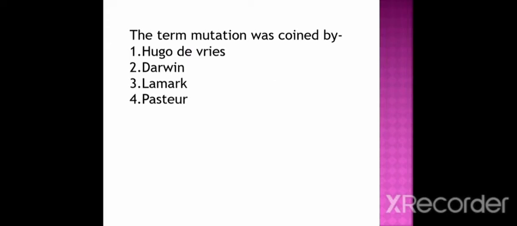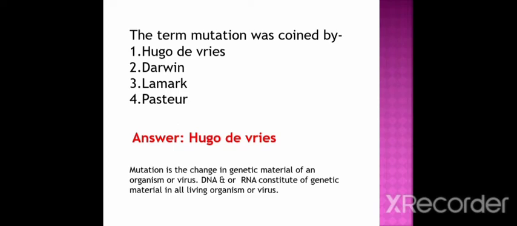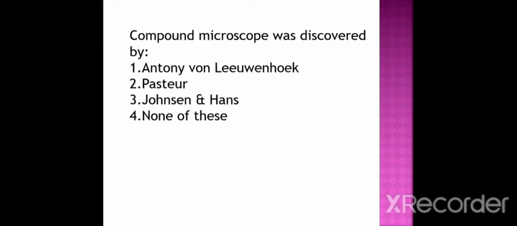So the first question is, the term mutation was coined by Hugo de Vries, Darwin, Lamarck, Pasteur. And the correct option is Hugo de Vries. Now let's discuss mutation. Mutation is the change in the genetic material of an organism or virus. DNA and RNA constitute the genetic material in all living organisms or viruses.